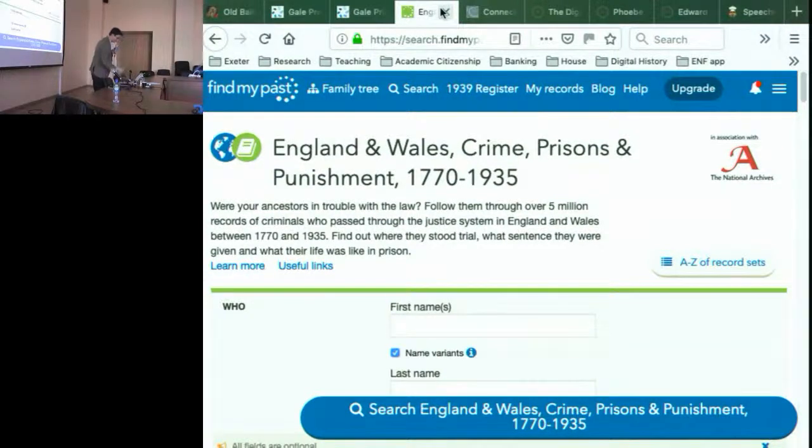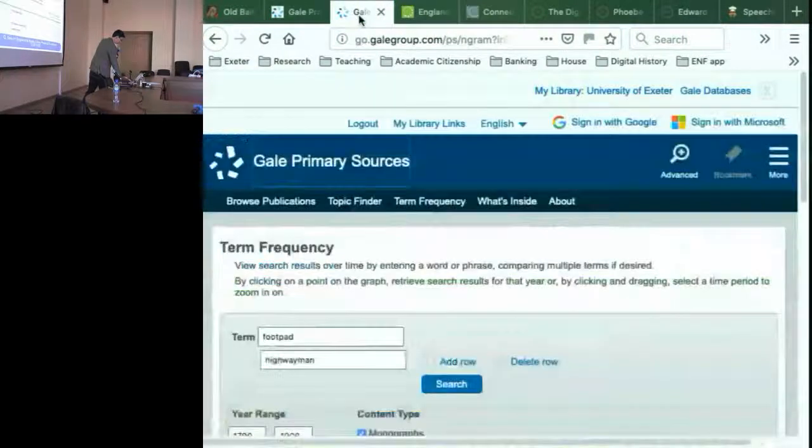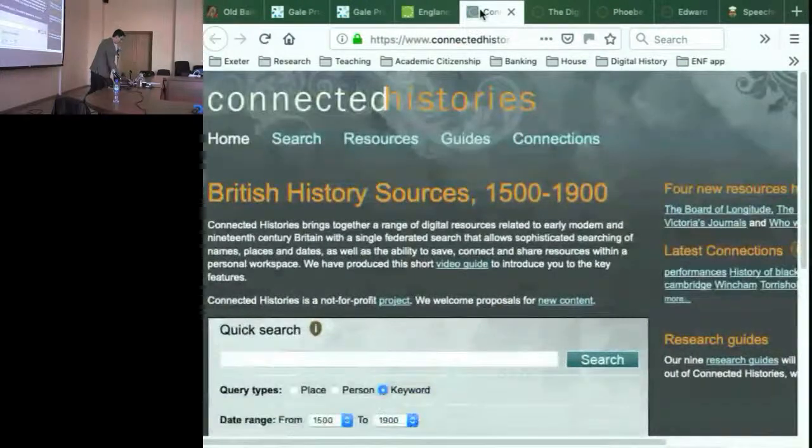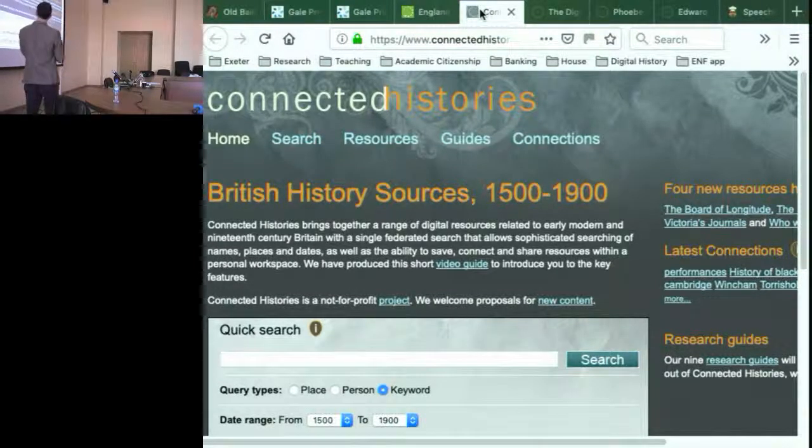Those sites tend to be aimed towards popular audiences, not necessarily academics, people who are investigating their own family history. But there has been, in recent years, a move towards more academic-focused websites that allow you to search across the different sets of archives. One example of this is Connected Histories. Connected Histories brings together about 25 different sets of digitized records, and it allows you to do keyword searches across those sets of records, but it also allows you to search for places and persons.